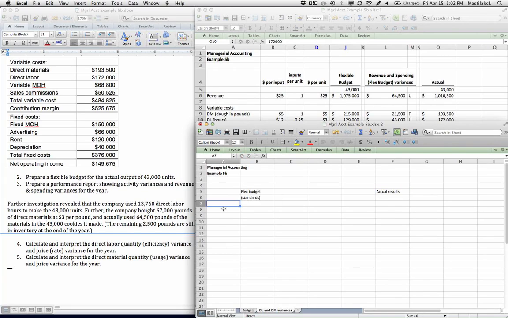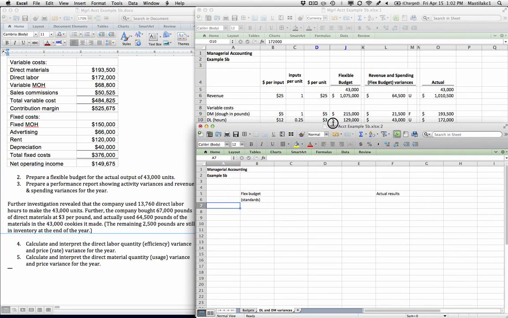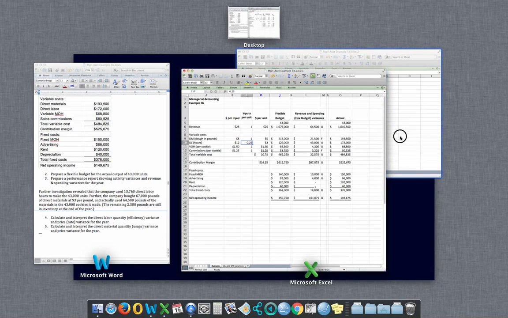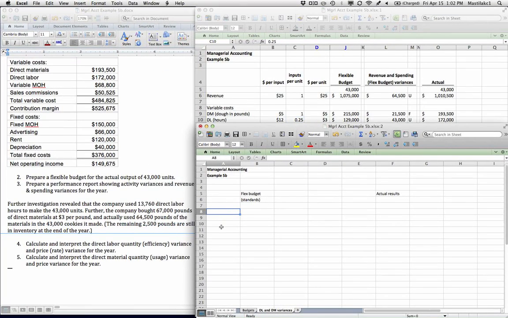Now, how did we get our flex budget? Our flex budget is $129,000. How did we get that? Well, we're thinking about the price of labor, $12 an hour, and the quantity of labor, 0.25 hours per cookie. So what we really want to do is state our $129,000, not in dollars per cookie, but in dollars per hour times the number of hours.